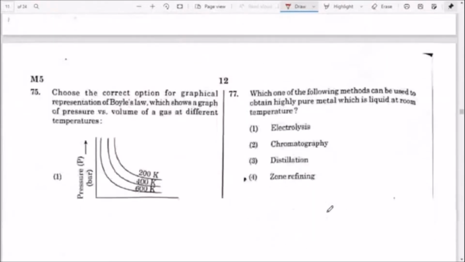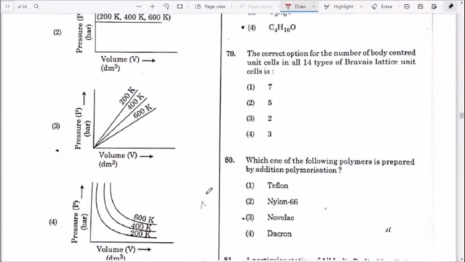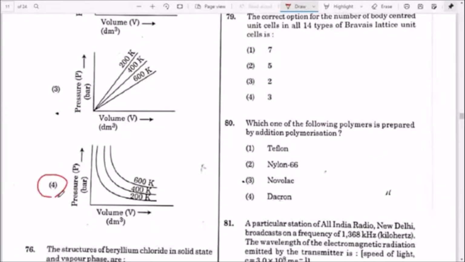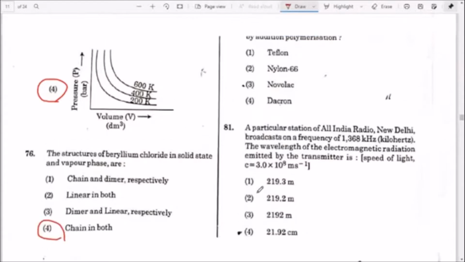Next, question number 75. Choose the correct option for the graphical representation of Boyle's law, which shows a graph of pressure versus volume of a gas at different temperatures. Option 4 is the correct option, students. Next, the structure of beryllium chloride in solid state and vapor phase is chain in both. Yes, so in both forms it is going to be in the chain form.